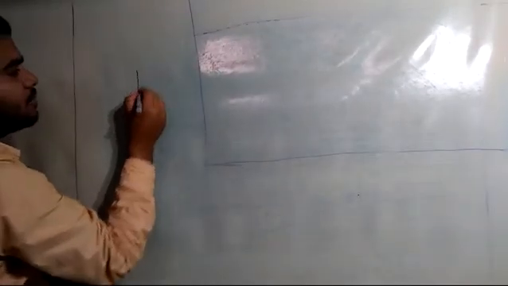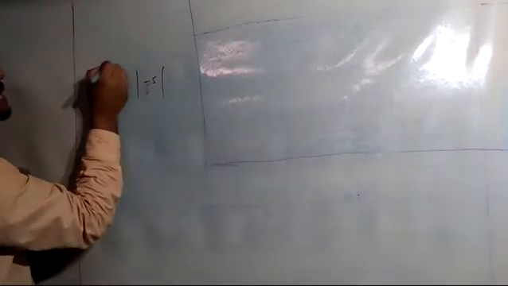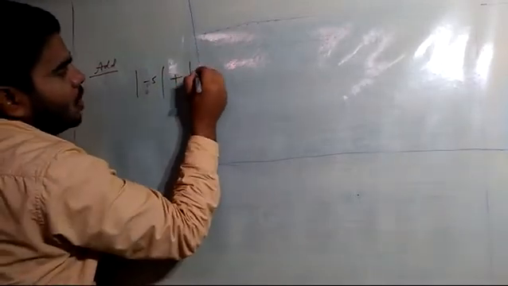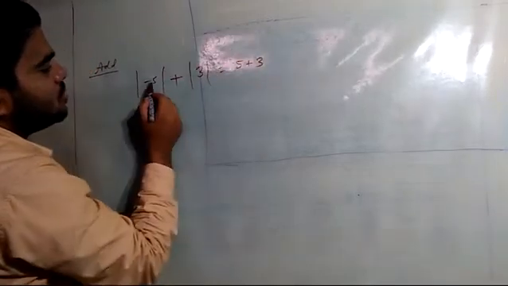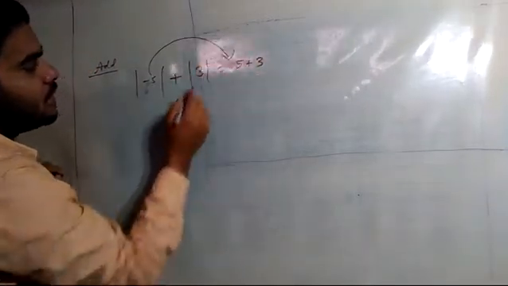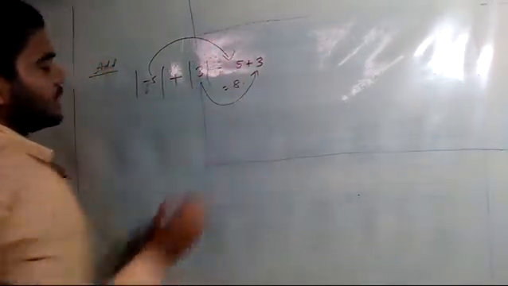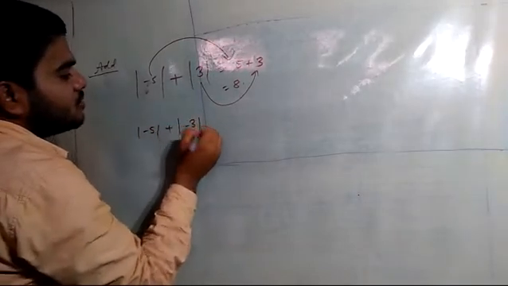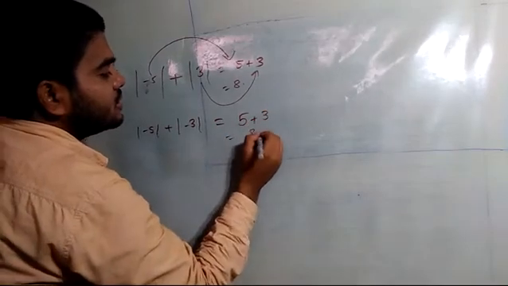Let us add two absolute values. For example, I have mod of -5 plus mod of 3. I am just teaching you addition. So the answer will be 5 plus 3, because from here plus 5 will come, here plus 3 will come. So the final answer will be 8. Now if you have -5 plus -3, then also you will have 5 plus 3, that is 8.